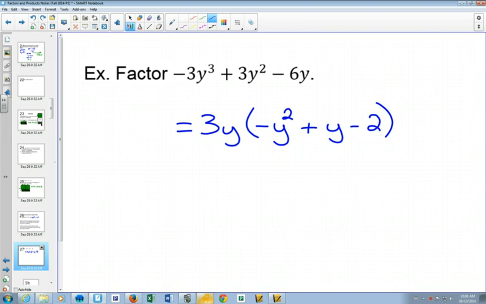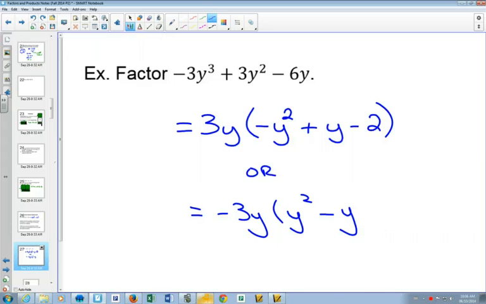Now, some people would say, well, you could pull out a 3. You could also pull out a -3, right? With negative signs, you can choose where you want them. This would be fine if you left it with a 3y in front. Sometimes we're going to find out it's more advantageous to have the -3y out in front. So if you took out a -3y instead of a 3y, can you see that instead of a -y squared, you'd have a positive y squared? Instead of a positive y, now I'd have a -y. And instead of a -2, I would now have a +2.